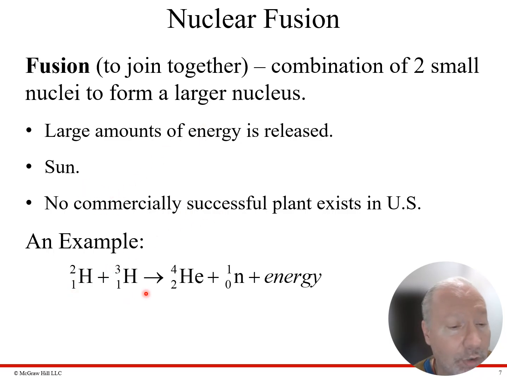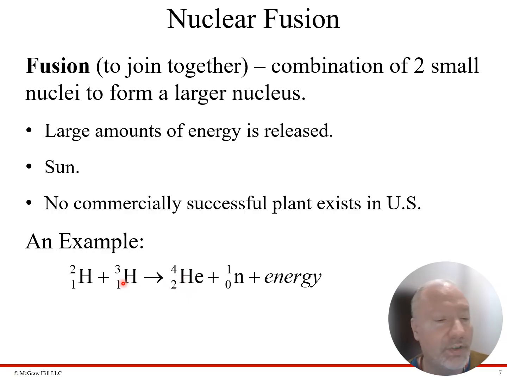So let's look at heavy hydrogen. We know that hydrogen typically just has one proton, it has no neutrons. But we do have heavy hydrogen where we can add one extra neutron, or we can add two extra neutrons. When we add one extra neutron, we get what they call deuterium. And if we add two neutrons, we get tritium. And this is heavy hydrogen.